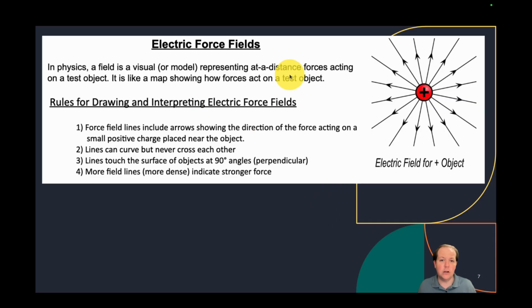Again, if you're in my own class, we'll do plenty of practice. These are the notes that I often give students in my own class. It has very similar rules as our force fields for gravity, that the lines always touch the objects. You want to draw these arrows. But now notice, the force field lines, they show the direction of a force, attraction or repulsion, acting on a small positive charge. So you get good at these by just practicing them. That's my introduction for electric force fields.